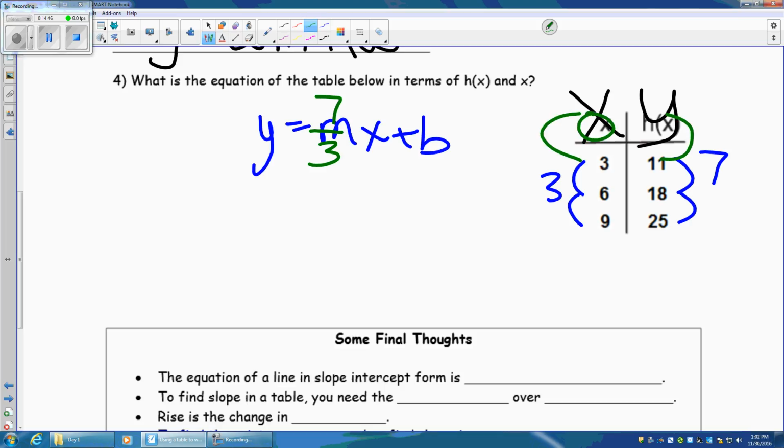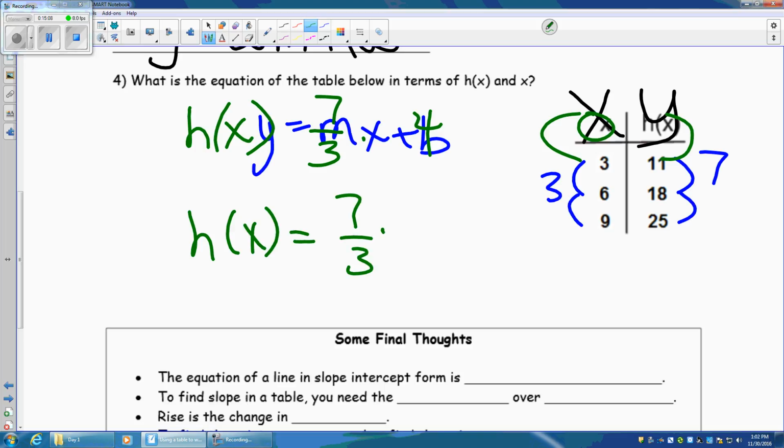Let's go back until I find 0. And if I go back 7 from 11, I end up getting 4. Okay, so my final answer. Oh, and I forgot to plug back in. I don't need to plug in for x, but I do need to plug in this little h parentheses x for y. So h of x equals 7 over 3 x plus 4. Okay?